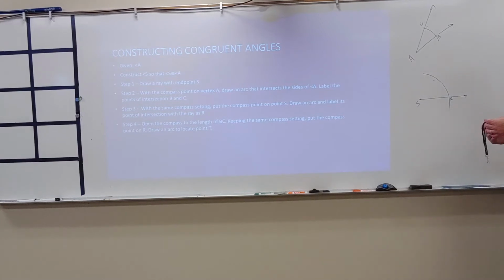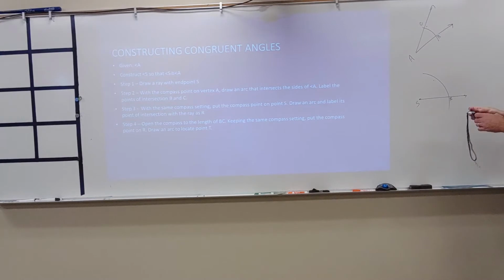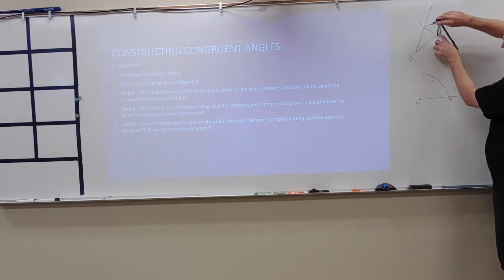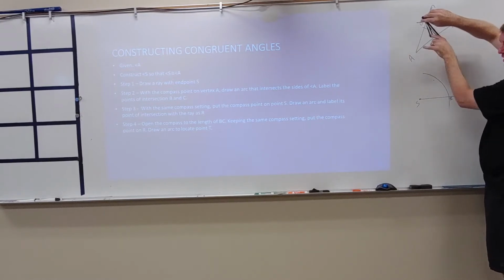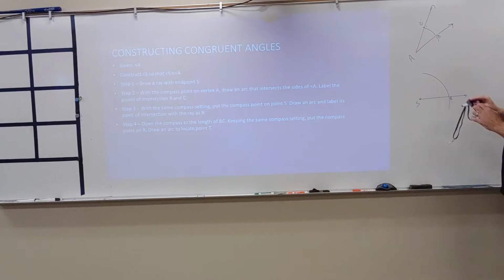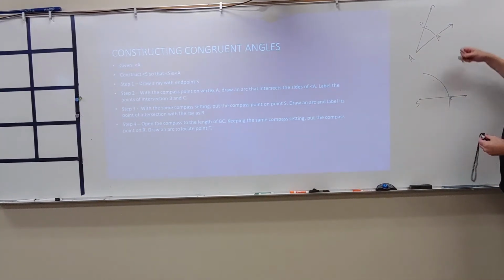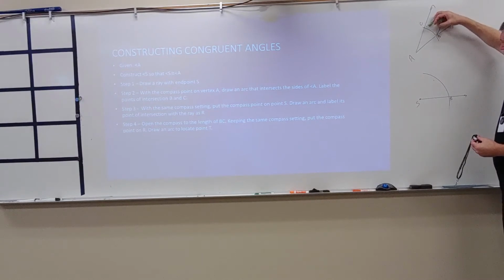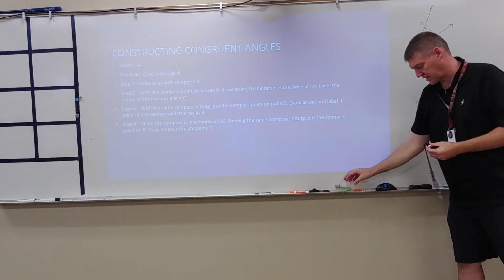Now what you're going to do is take your compass setting and put the point on B and extend it out to where it marks C. Okay, so that's going to be your compass setting. All right. So if I have my compass here, I'm going to put the point on B, mark it on C, and keep that same compass setting.